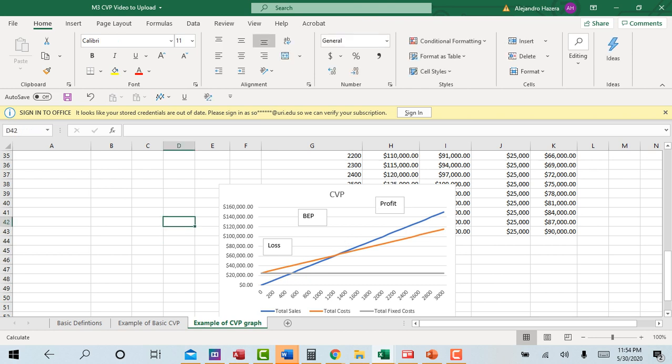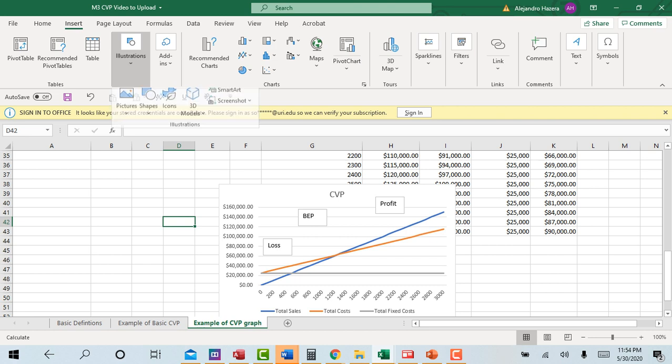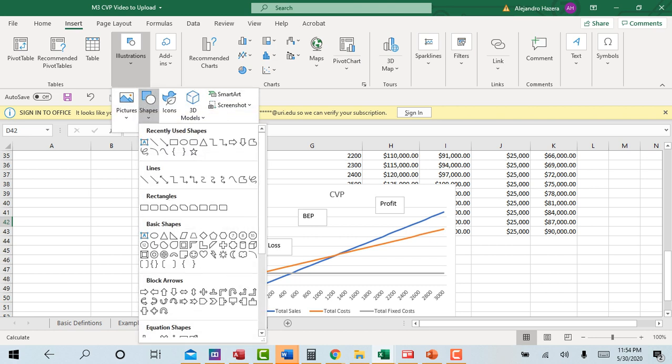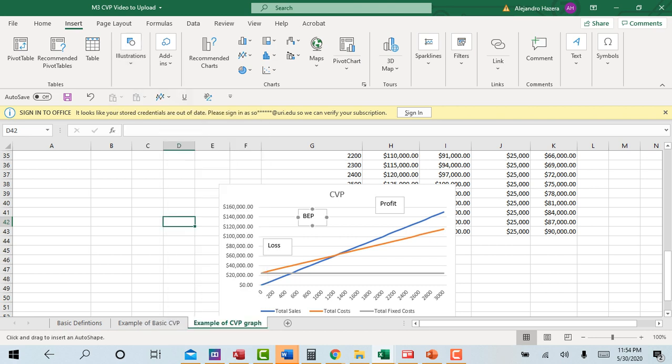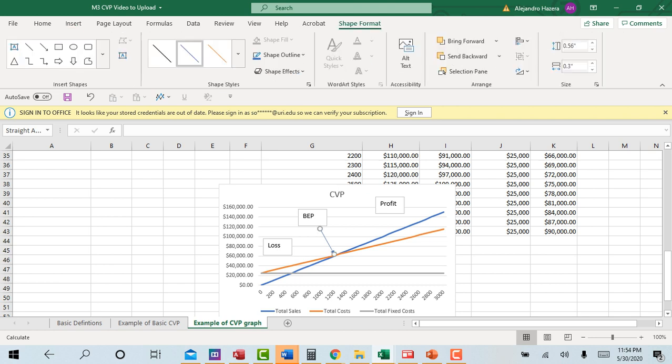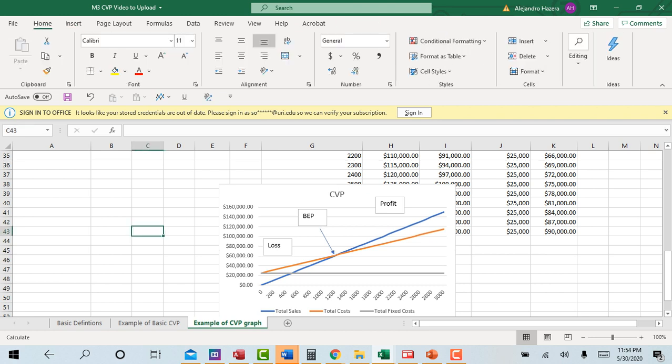Okay. And I'm going to put some arrows here. I'm going to put some shapes again. And just an arrow. And then your break-even point, I'm just going to put an arrow down to there. Where those two lines cross is your break-even point. That's where the total revenue line is equal to your total cost line.